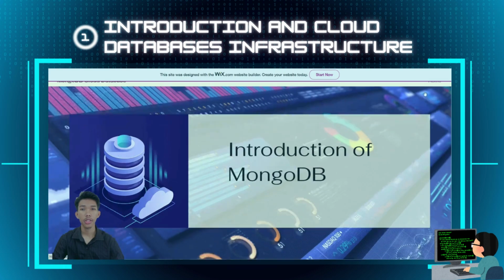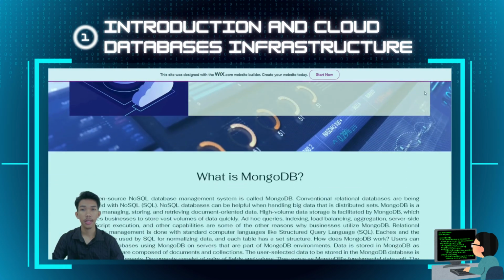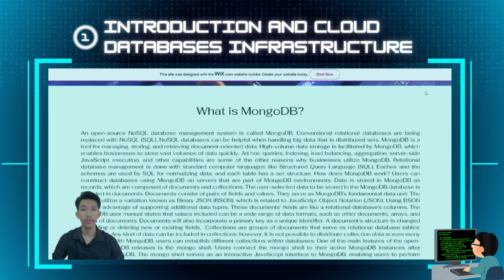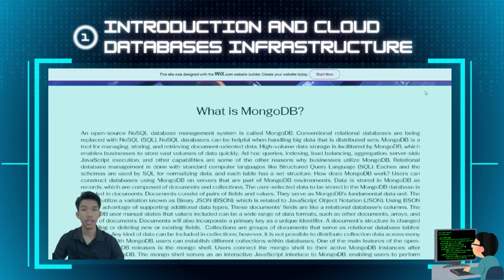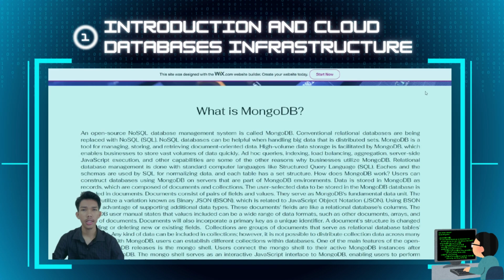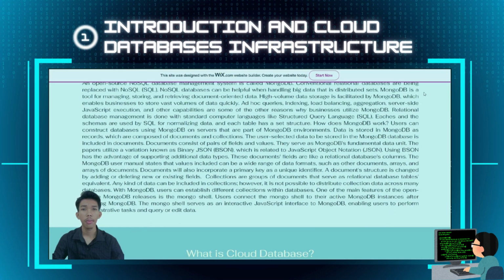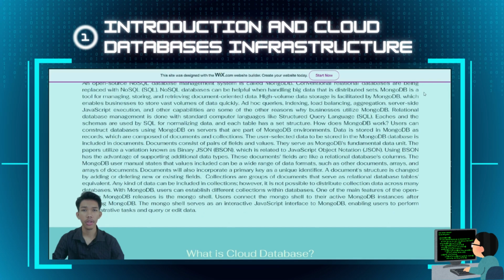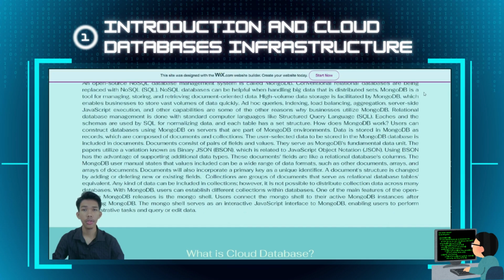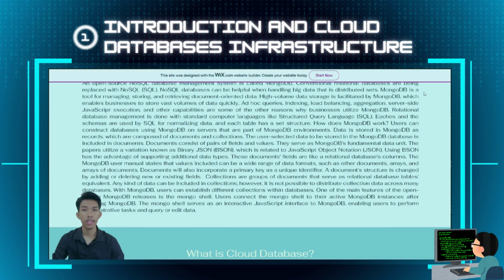MongoDB is an open source NoSQL database management system that replaces traditional relational databases for handling distributed big data. It facilitates high volume data storage and supports queries, indexing, load balancing, aggregation, and server-side JavaScript execution. MongoDB works on the MongoDB environment, storing data as records composed of documents and collections. Its main feature, the Mongo shell, is an interactive JavaScript interface for administrative tasks and data queries.